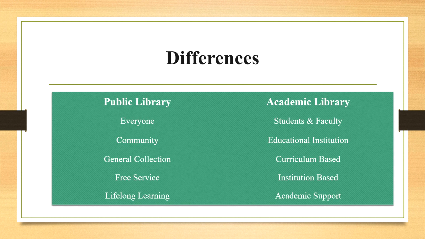Now, let us compare public libraries with academic libraries. Public libraries are open to everyone, whereas academic libraries mainly serve students, teachers, and researchers of educational institutions. Public libraries focus on general information and community needs, while academic libraries support curriculum and research. Public libraries promote lifelong learning, whereas academic libraries primarily support formal education. Understanding these differences is very important for the coming examination.